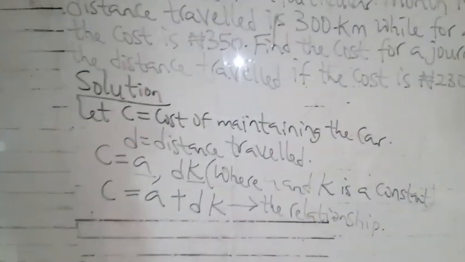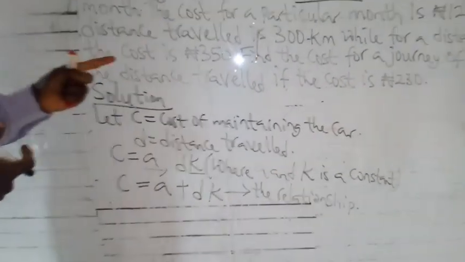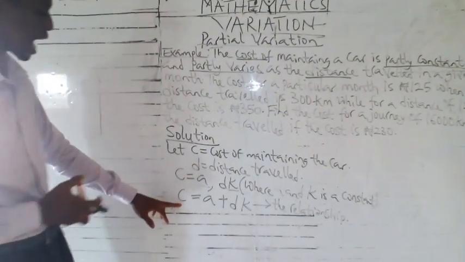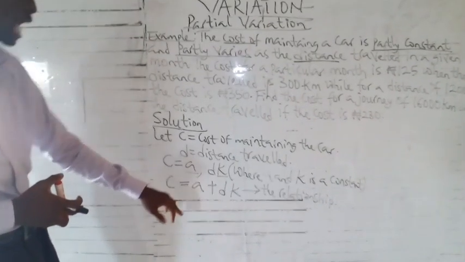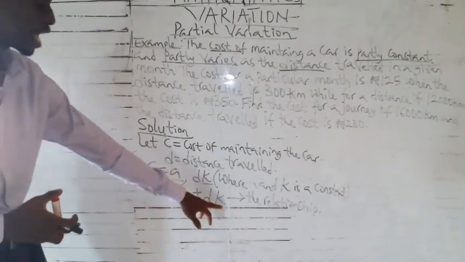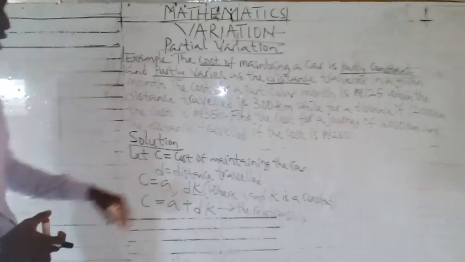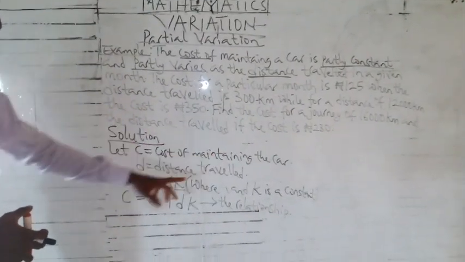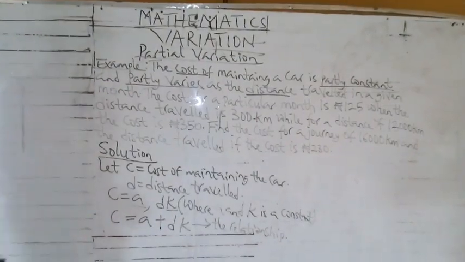Viewers at home, I hope you are following me, and get yourself free of distraction with your writing materials with you. Now we have C equals A plus DK. Our A and our K are the constants that I have introduced in getting the relationship connecting the cost of maintaining the car and the distance which the car is going to travel within a month.